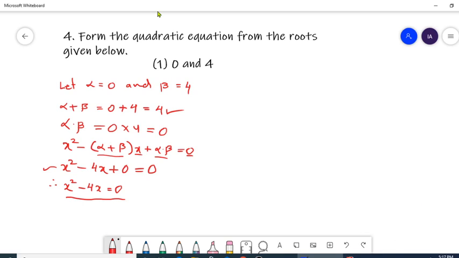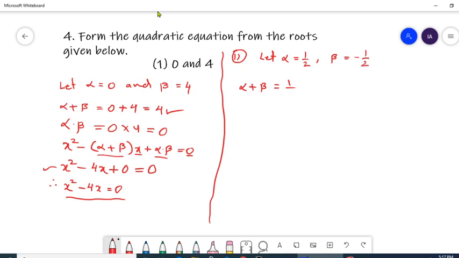Question number 3, 1 by 2. So let alpha be 1 by 2 and beta be minus 1 by 2. First I'll find out alpha plus beta, the sum of the roots. Sum of the roots alpha plus beta, 1 by 2 plus minus 1 by 2, so 1 by 2 minus 1 by 2, that is 0.